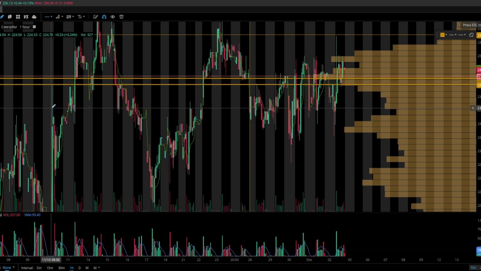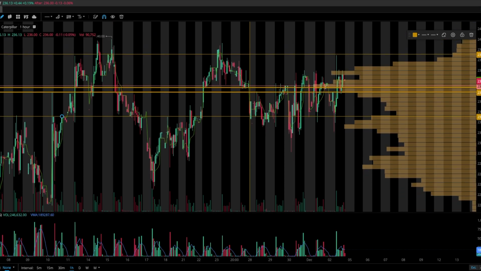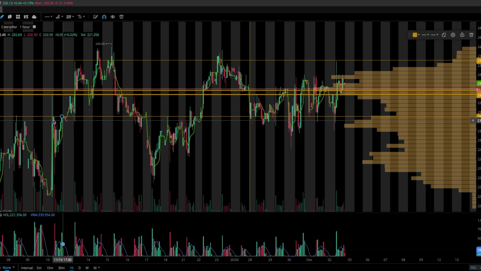Next, I'm looking for key target areas. So right here, I see one at 232.55. Why? Because that is the next level of support that I'm seeing down here. If you look at the volume profile, this is where the volume starts ramping up at the price.